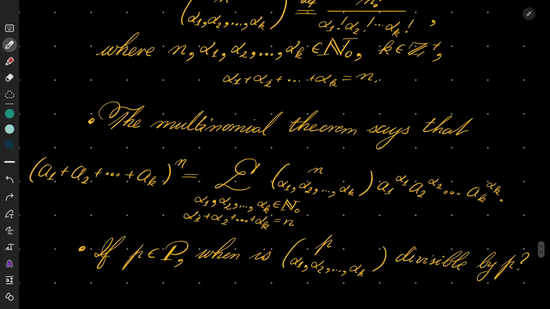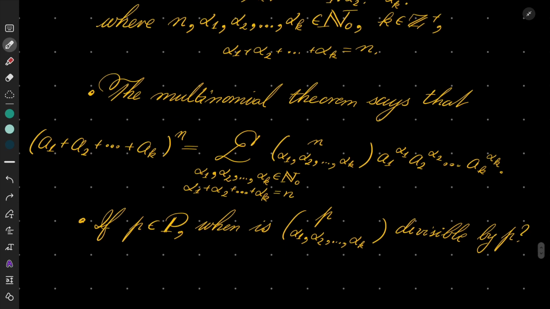Don't be afraid. We are summing over all natural number indices alpha 1, alpha 2, and so on, alpha k, whose sum is n. And we are summing n choose alpha 1, alpha 2, ..., alpha k, and we are multiplying by a1 to the power alpha 1, a2 to the power alpha 2, and so on, ak to the power alpha k. If you put k equals 2, you just get the binomial theorem. It's a vast generalization of the binomial theorem.